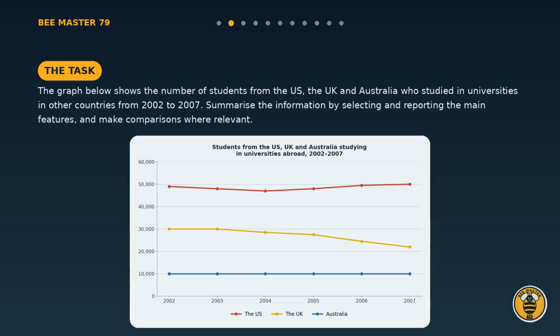The graph shows the number of students from the US, the UK and Australia who studied in universities in other countries from 2002 to 2007. We must summarize the main features and make comparisons where relevant.